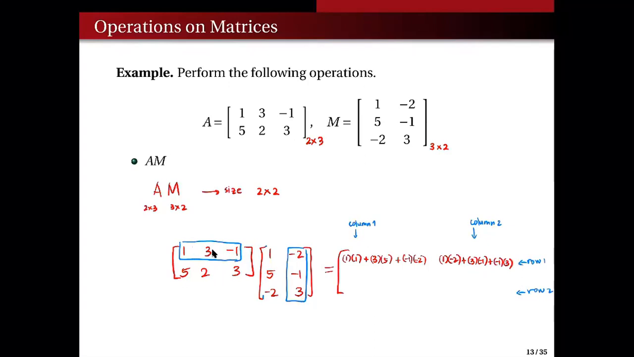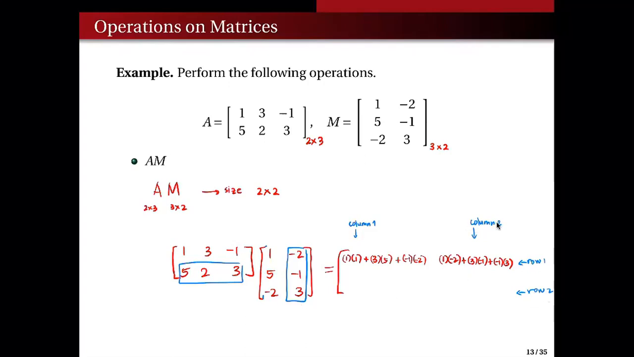So first row of A, second column of M. Now, let's look at second row of A and then second column of M. So the location will be this, row 2, column 2. Correct? Second row of A, second column of M.